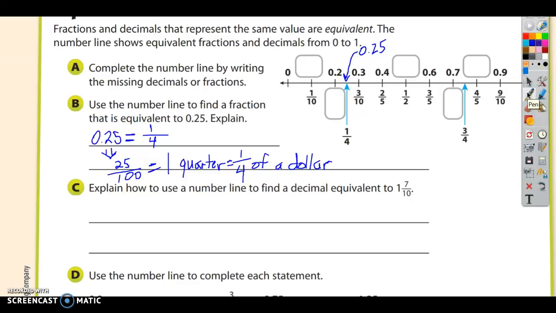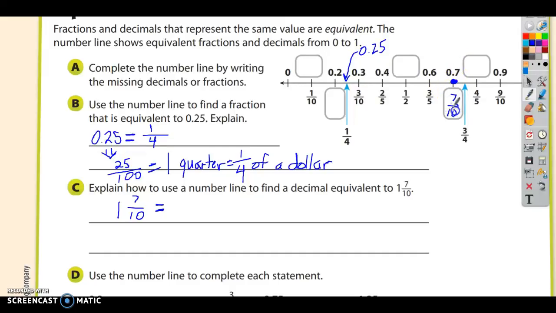It says, explain how to use a number line to find a decimal equivalent to 1 7/10. So I need to know what 1 7/10 is equal to as a decimal. It says explain how to use a number line. Well, if we use this number line up here, it doesn't really work. We do have 7/10. If you think about it, we have 7/10 right here. But this is 0 7/10, and I need 1 7/10. So how could I use a number line for that?